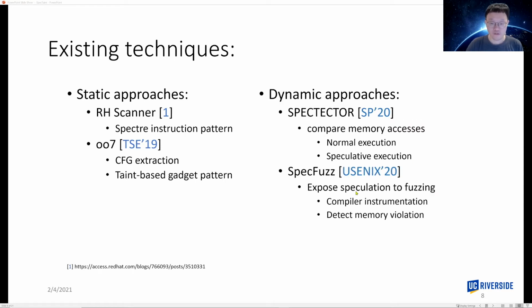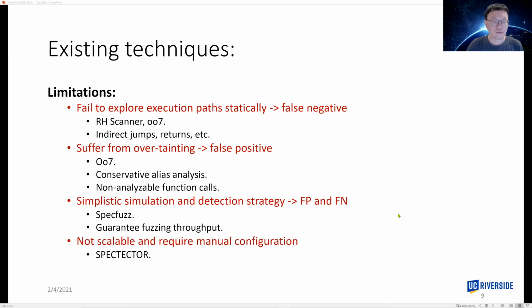SpecFuzz is another work from Usenix 20. It exposes speculation to fuzzing. More specifically, it performs compiler instrumentation to force the execution of untaken branches. Meanwhile, it detects memory violation as a sign of speculative leakage. However, there are some fundamental limitations about these techniques.